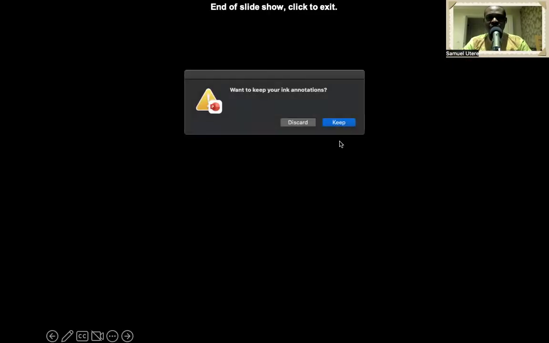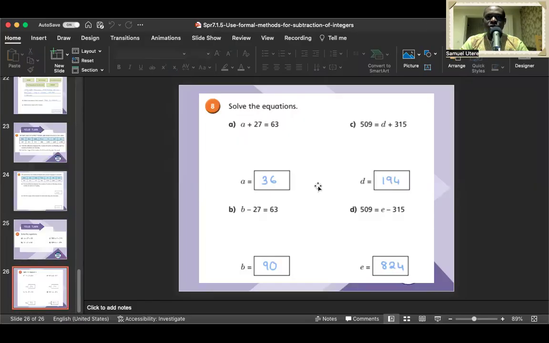All right, that brings us to the end of our lesson. So what we've learned so far is that you can use your knowledge of place value and the column method or formal method of subtraction to work out any values or any problems involving subtraction, even problems involving this, which is solving equations.